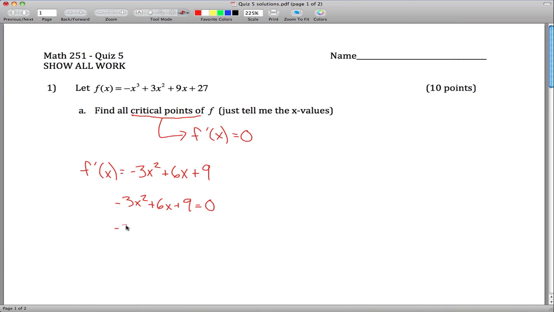I think the easiest would be to factor out a negative 3. Factor out a negative 3, you get x squared minus 2x minus 3. And then this factors; we need two numbers that multiply to negative 3 and add to negative 2. So negative 3 and positive 1 will do the trick.